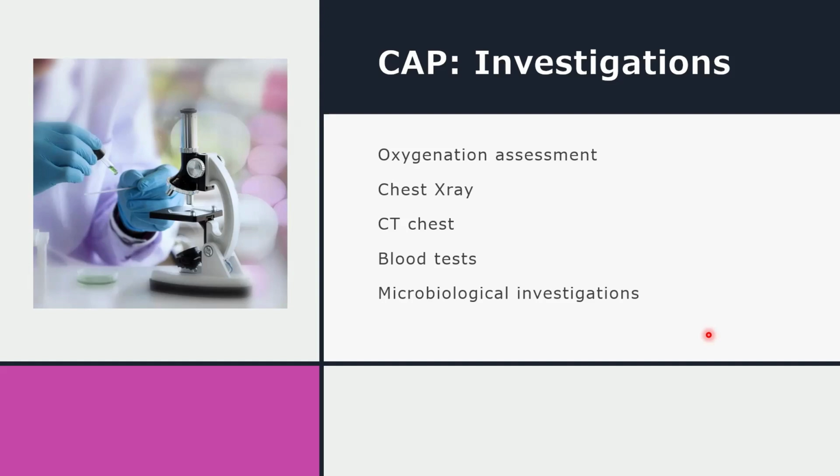Similarly, in cases when you are suspecting an obstructing malignancy, a mass which is causing obstruction in a bronchus, then that can also need a CT scan. Blood tests like CBC, CRP, renal function tests can help in identifying the severity of pneumonia. Then microbiological investigations, which means sputum cultures or blood cultures, can help you identify the organism involved.